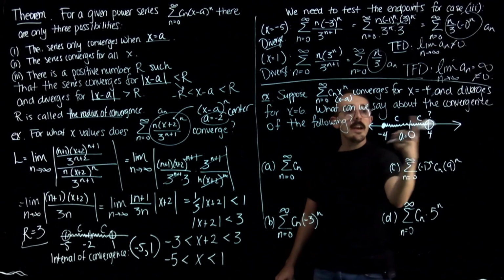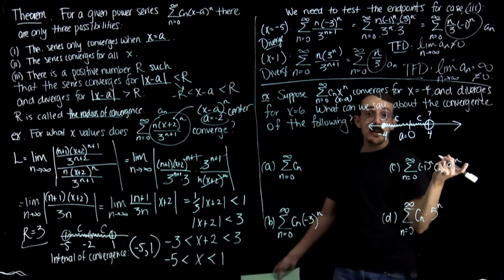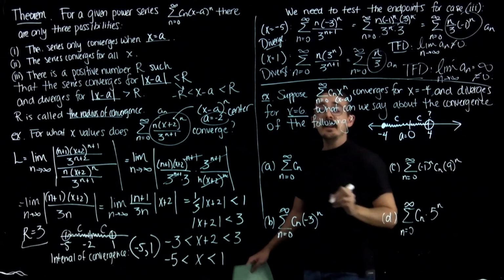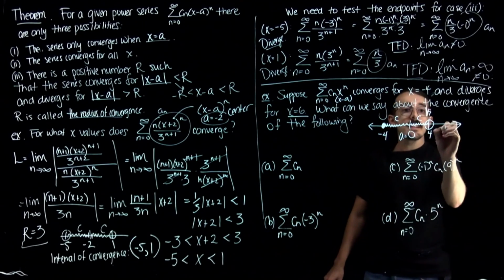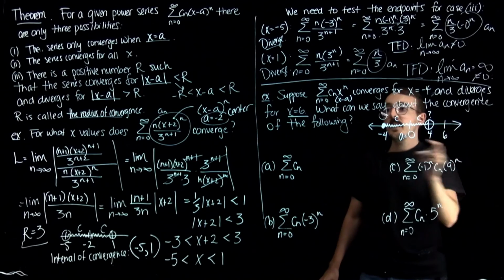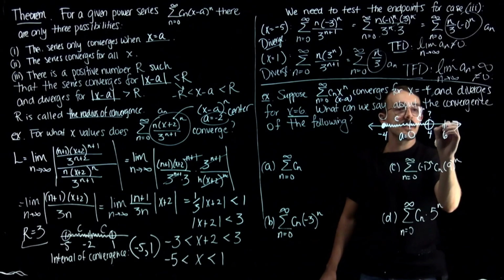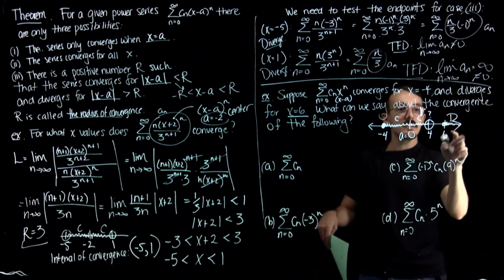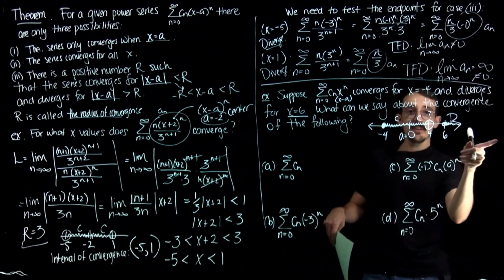So I'm going to fill this in. This is open. It's a question mark. I don't know whether it converges or diverges. And then it says it diverges for 6. So we'll jump up to 6. And it says at 6 it diverges. So right here, and anything that's a greater distance away from the center, these all diverge. So 7, 8, 9, they would all diverge.